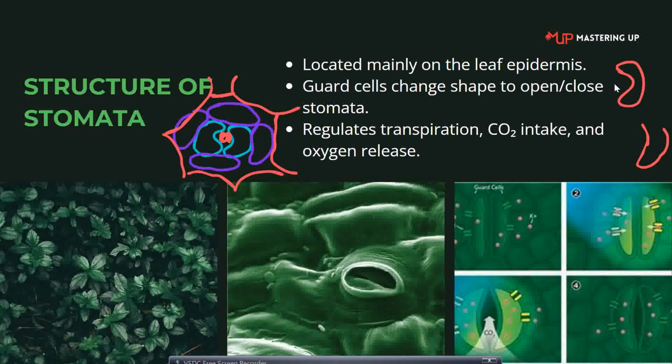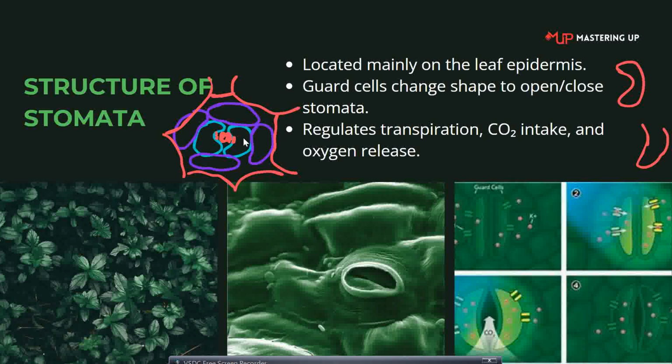So the middle section may be narrow, but it will be very thick, and the inner wall of these guard cells will be very thick because they are the ones that control the opening and closing of the stomata. So they have a thick inner wall.